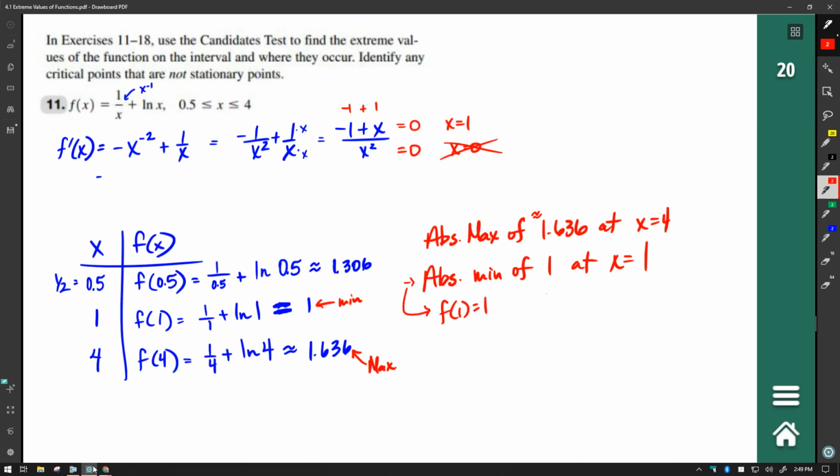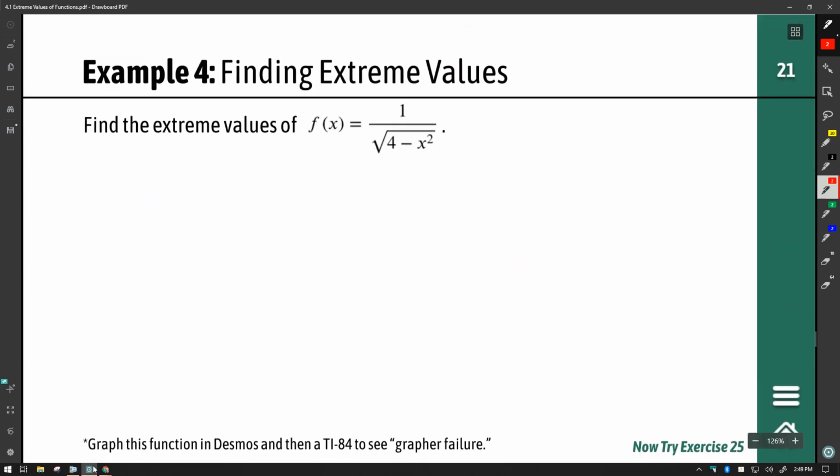We just want to make sure that you are reading closely and asking: do we want where the absolute maximum is? Or do we want what the absolute maximum is? Pay careful attention to that.